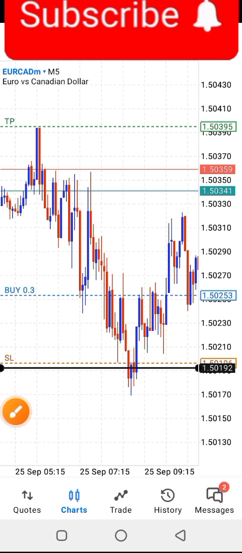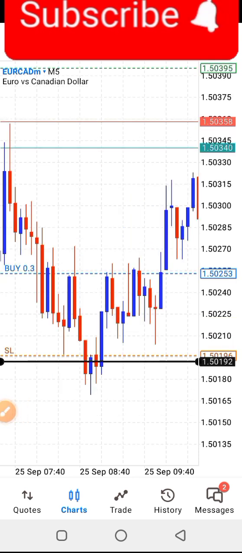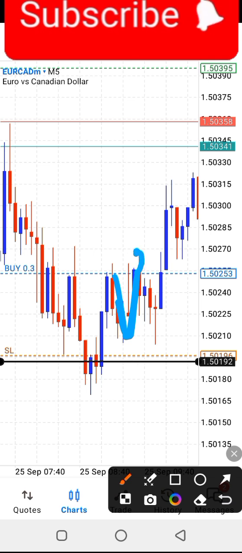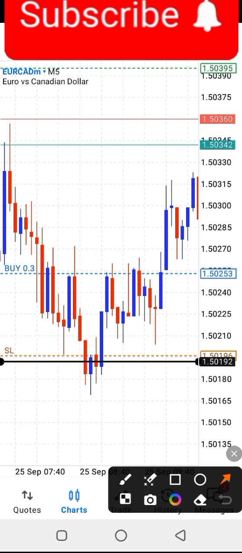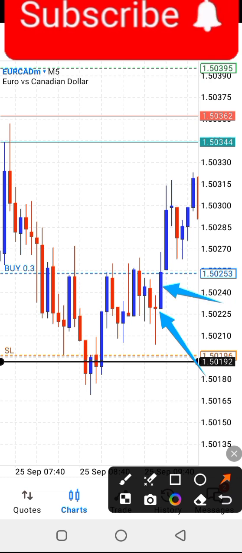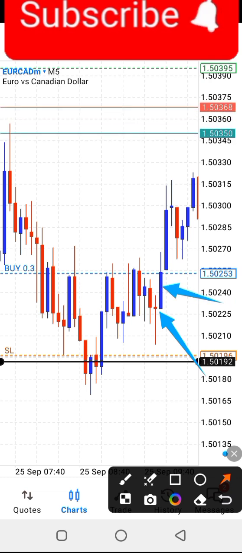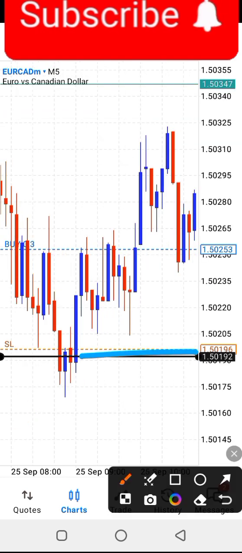So I was simply scouting for an opportunity to enter a buy trade. As you can see, we had a higher low right here, then we had a higher high, then a low. Then when I saw this bullish candle forming right here, which was engulfing this candle, I entered my buy trade. I placed my stop loss below the swing. You can see the stop loss level below the swing.